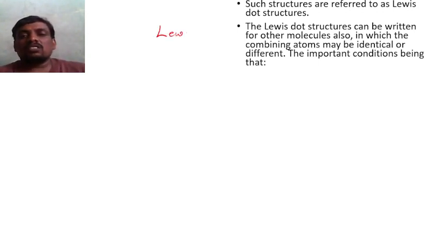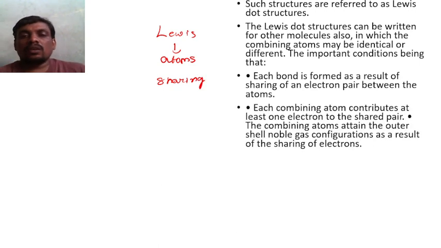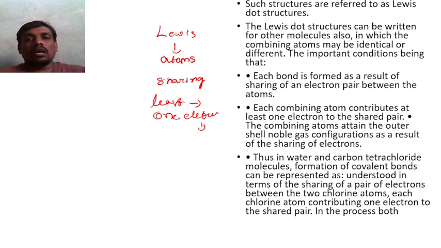Lewis dot structures can be written for the formation of molecules in which the atoms may be identical or different. And the important conditions I will mention here: each bond is formed as a result of sharing of an electron pair between the atoms. Each combining atom contributes at least one electron to the shared pair. The combining atoms attain the outer shell noble gas configuration. As a result, sharing of electrons occurs.